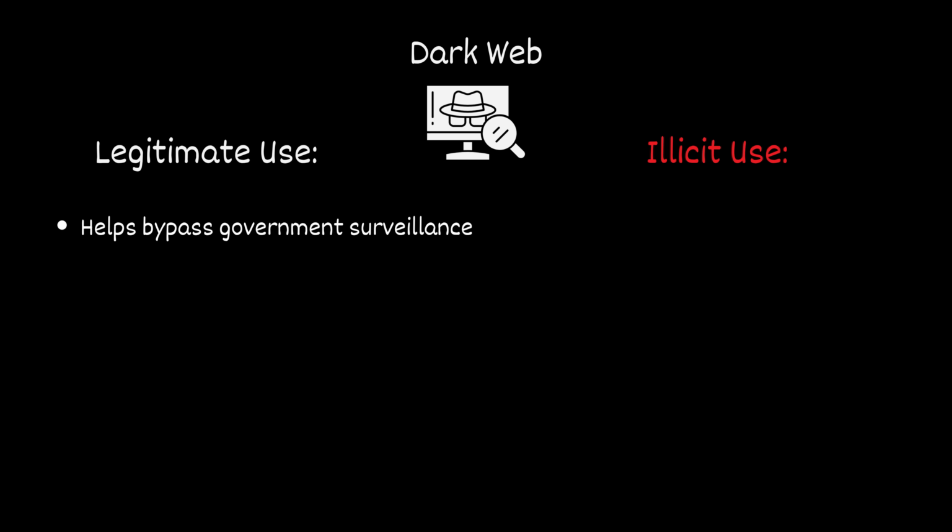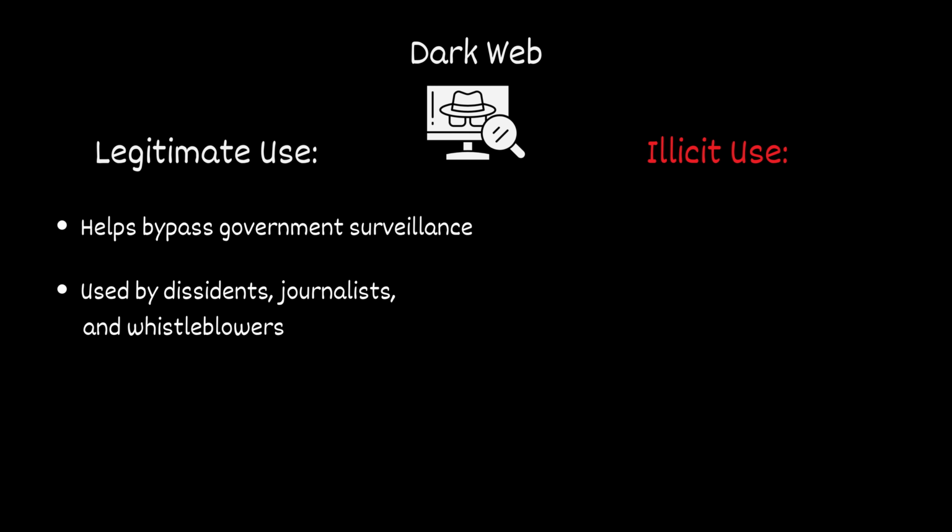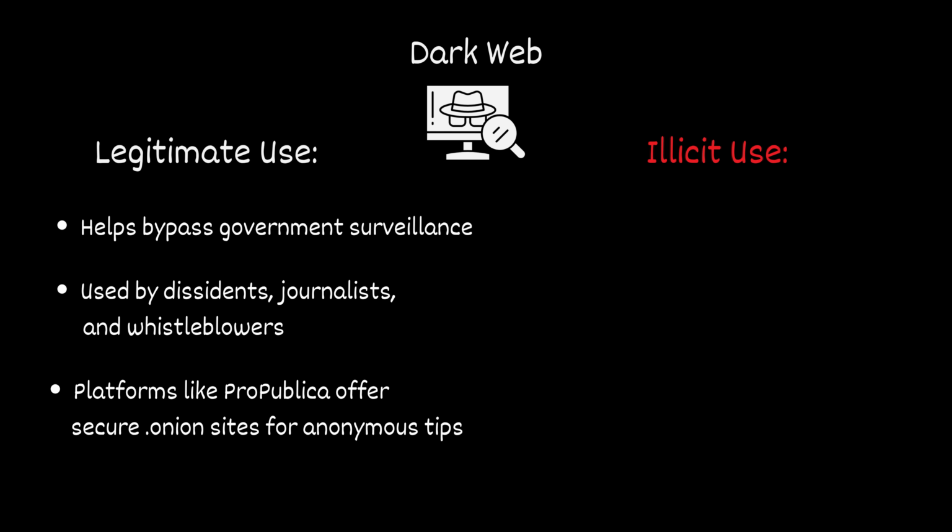So, what are people actually doing on the dark web? To be fair, we should split it into 2 categories: legitimate use and illicit use. In countries with heavy internet censorship, like China, North Korea, or authoritarian regimes, the dark web is a lifeline. It allows dissidents, journalists, and whistleblowers to communicate without fear of government surveillance. Platforms like ProPublica, an independent non-profit news organization focused on investigative journalism, actually have a .onion site that allows for secure, anonymous tips.